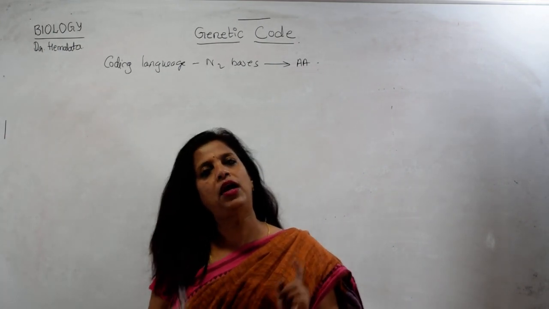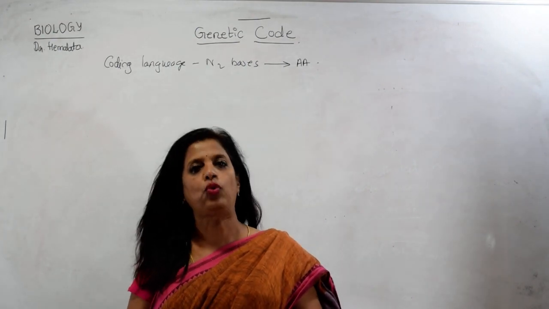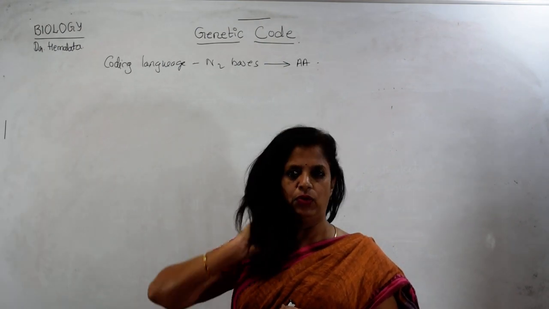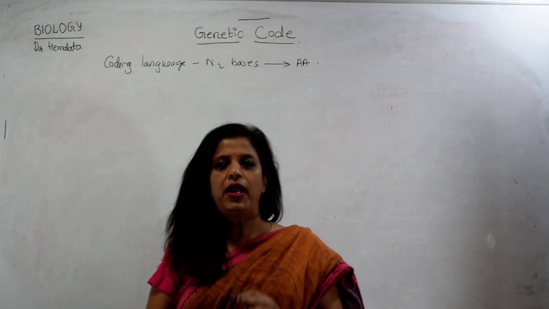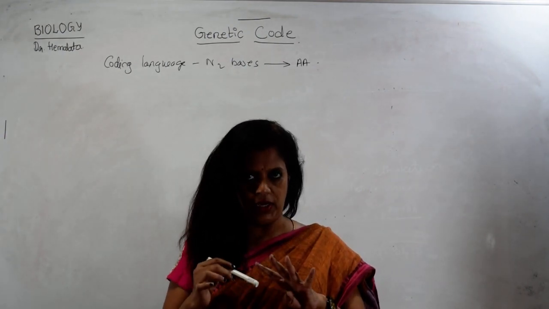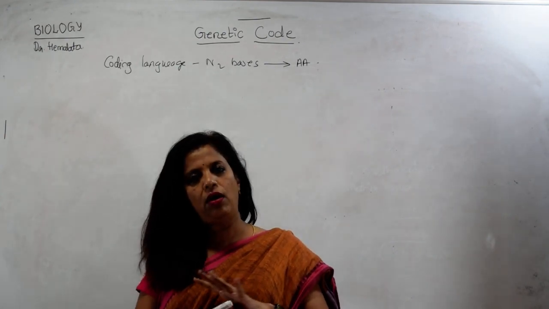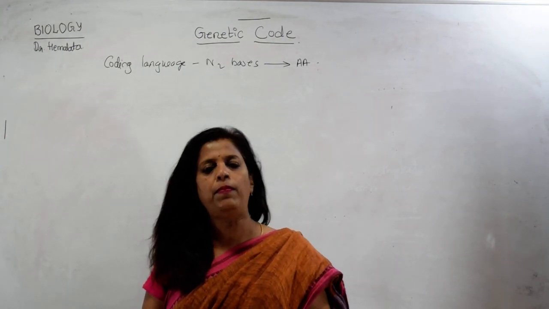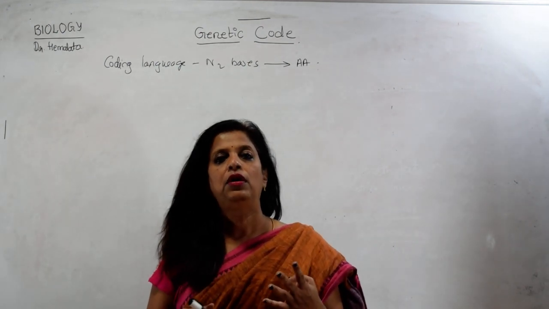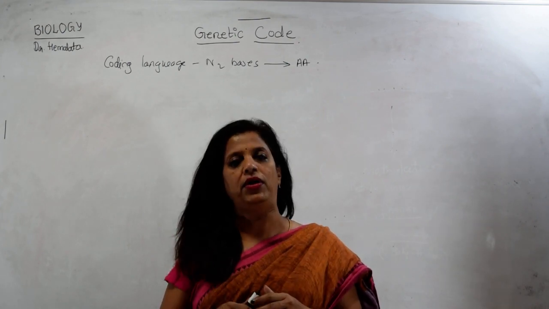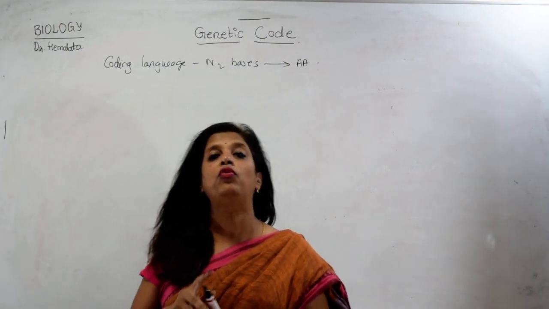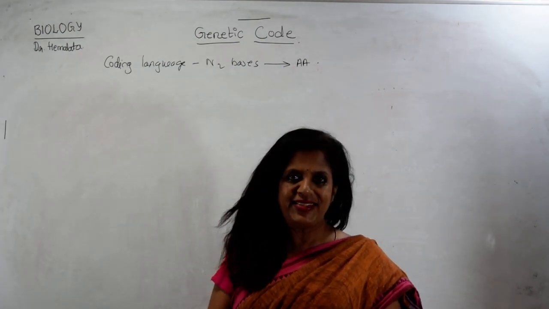But imagine the time when people did not know the coding language. That time is a story. In the scientific world, they knew that there are four nitrogen bases, adenine, guanine, cytosine, thymine on DNA, that will be transferred to the mRNA as AUGC. These four nitrogen bases produce 20 amino acids. That is the question, right? Based on how many nitrogen bases code for one amino acid, the genetic code is decided.